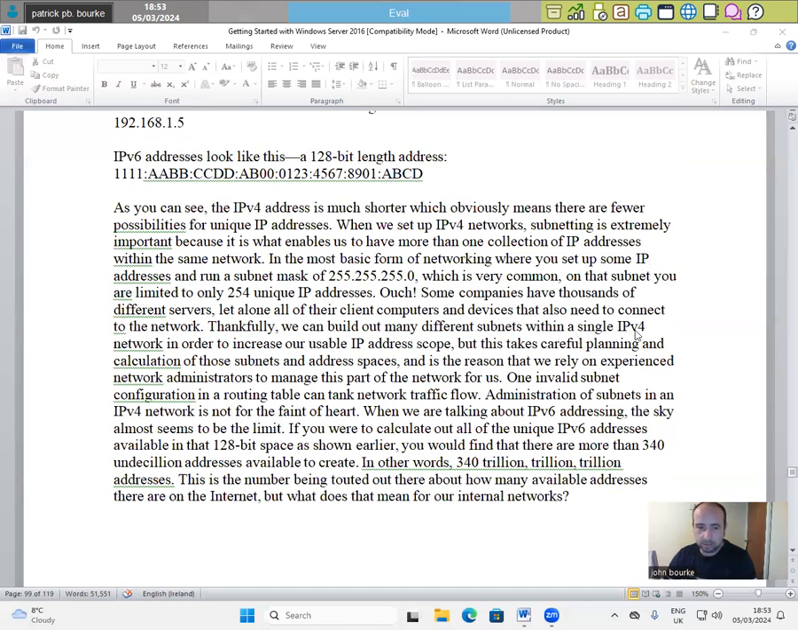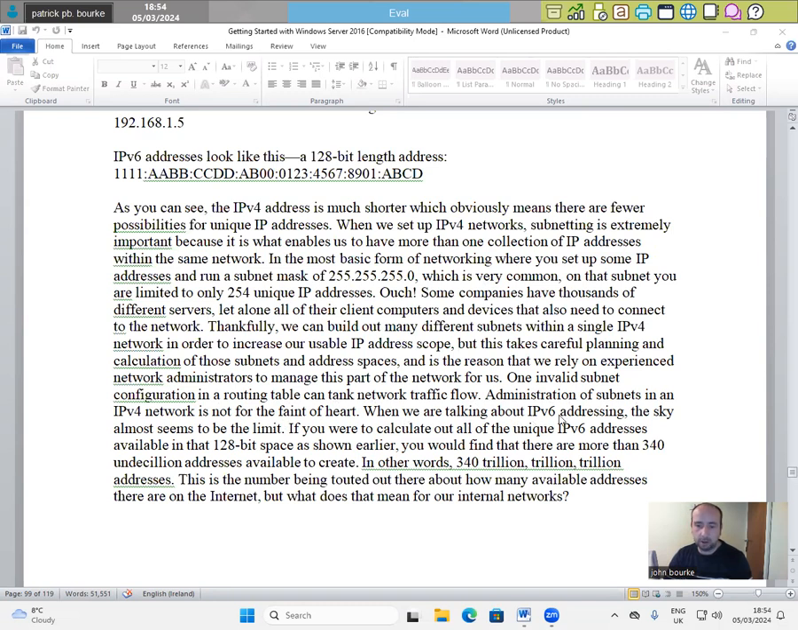Thankfully, we can build out many different subnets within a single IPv4 network in order to increase our usable IP address scope, but this takes careful planning and calculation of those subnets and address spaces, and is the reason that we rely on experienced network administrators to manage this part of the network for us. One invalid subnet configuration in our routing table can tank network traffic flow. Administration of subnets in an IPv4 network is not for the faint of heart.